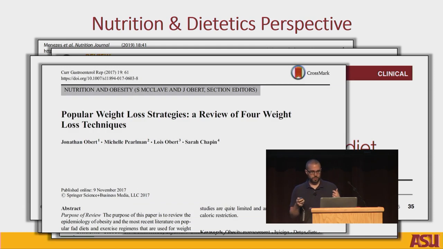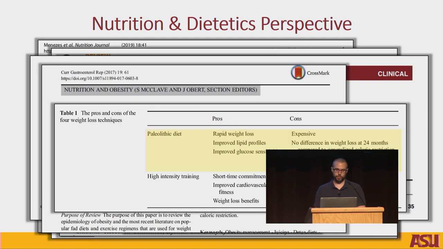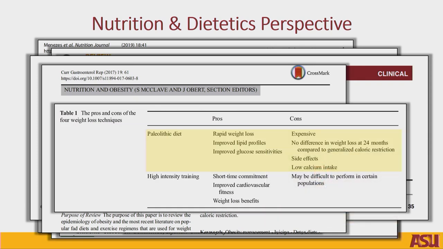A review of various weight loss techniques created a list of pros and cons for the paleo diet based on the evidence that's available. So there are a number of physiological benefits associated with adopting it: rapid weight loss, improved lipid profiles, improved glucose, but overall it's expensive. And there's concern about whether the benefits seen on the diet are not just from the caloric restriction that's produced, but from the actual food groups that make it up. There are also a number of studies that have reported side effects with its adoption: headache, diarrhea, weakness, or fatigue. And then there's also concern reported about calcium intake on the diet.